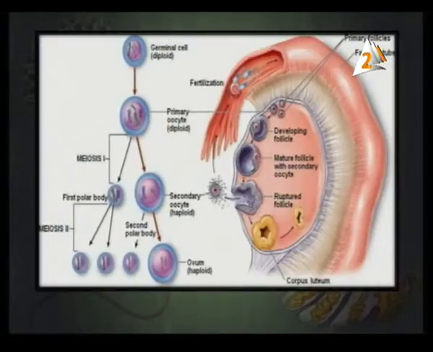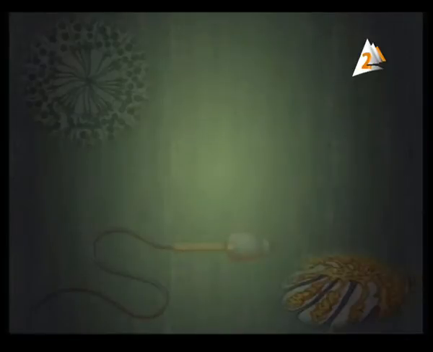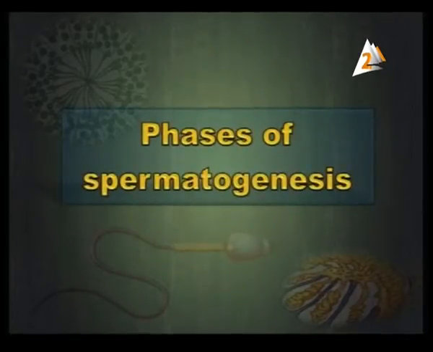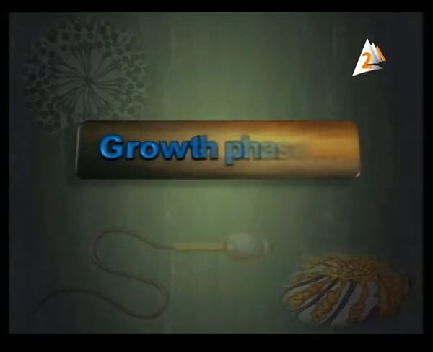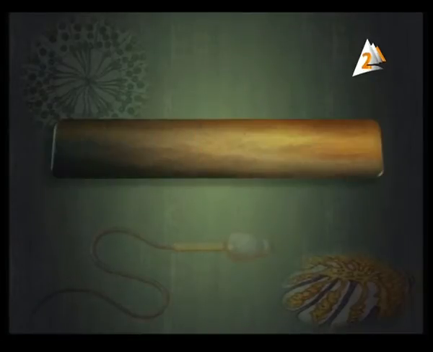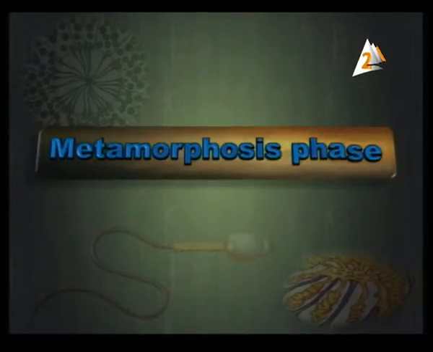Then, what about the sperms? How are they formed, and what is this process of formation called? We call this process spermatogenesis. The phases of spermatogenesis are divided into 4 main phases: the first, the multiplication phase; the second, the growth phase; the third, the maturation phase; and the fourth, the metamorphosis phase.